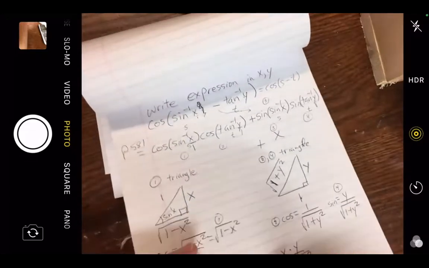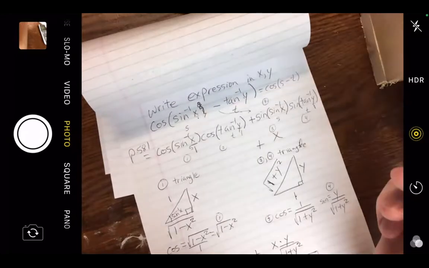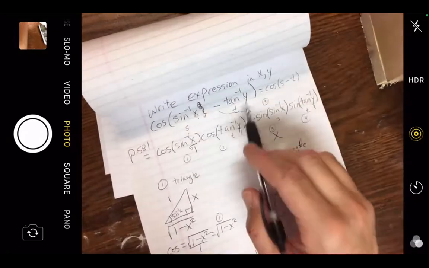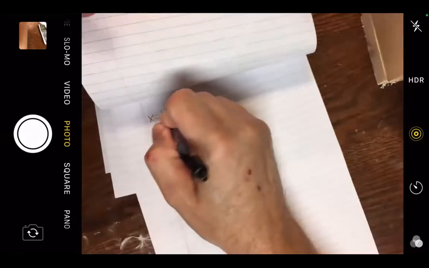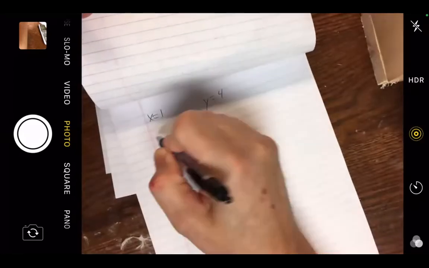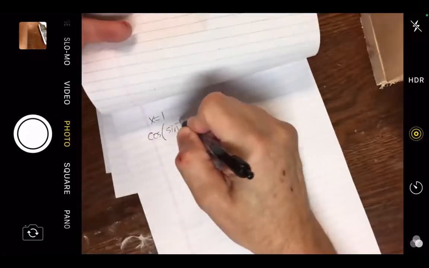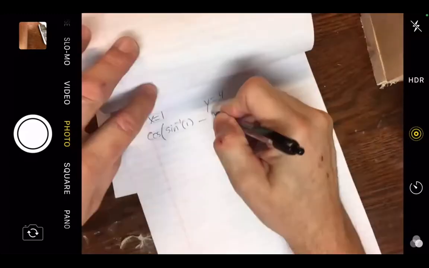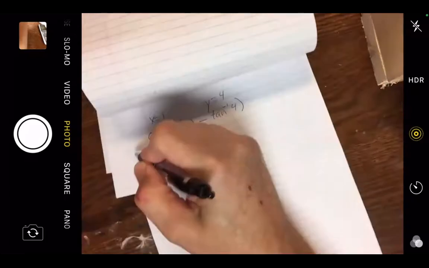You want to give me some numbers? X has got to be between... How about 1 and 4? And y is 4. Yeah. Okay. X equals 1, y equals 4. We punch cosine of arc sine of 1 minus arc tangent of 4. You want to be in radian mode.